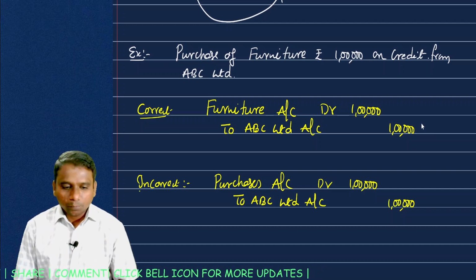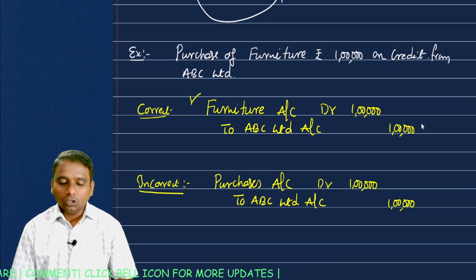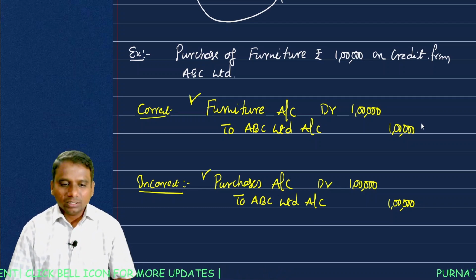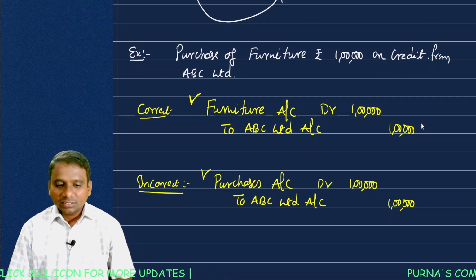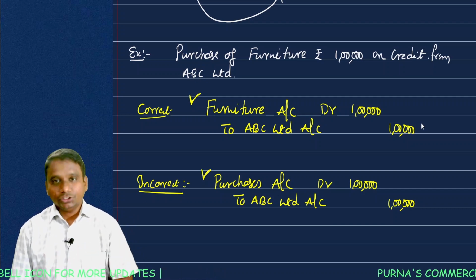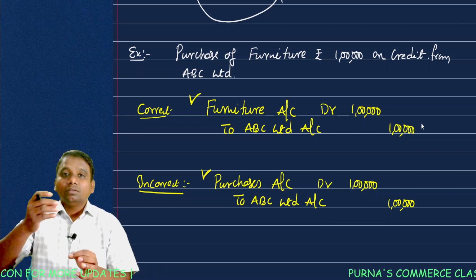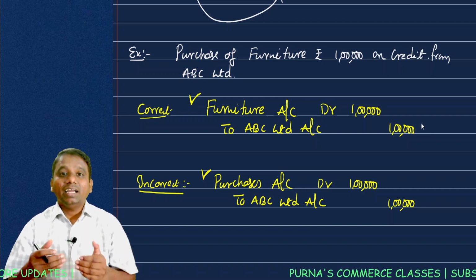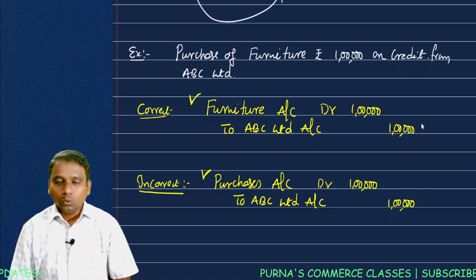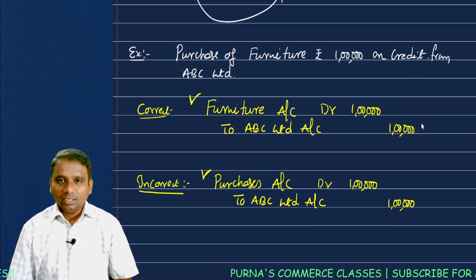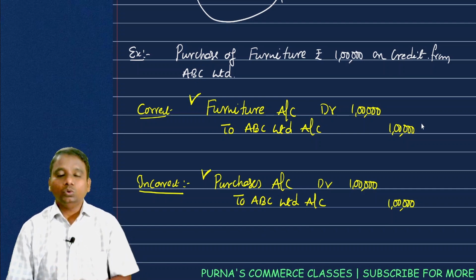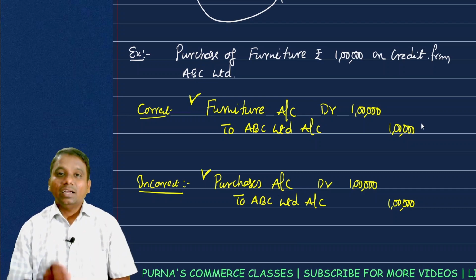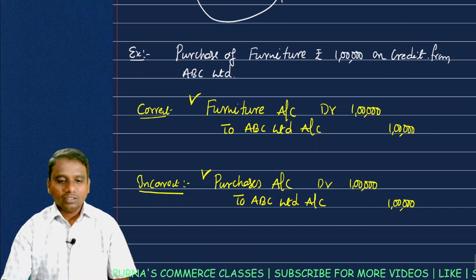What happened here? Instead of debiting furniture account, which account is debited? Purchases account. Purchase of furniture is capital expenditure. Purchase of goods is revenue expenditure. In our example, capital expenditure is treated as revenue expenditure. So it is error of principle. When you record any entry in contravention to the rules and principles, these types of errors we call error of principle.